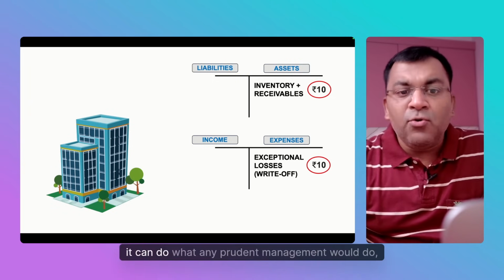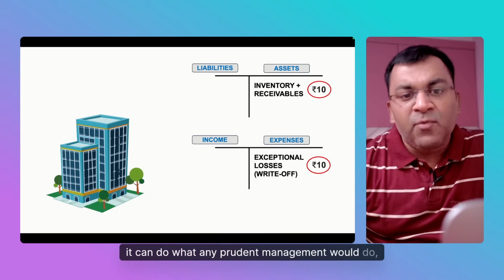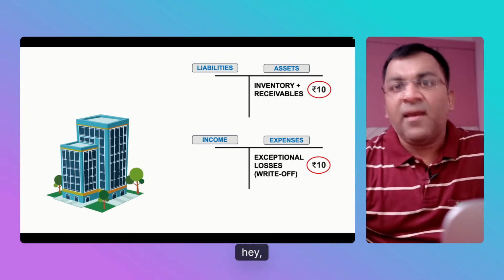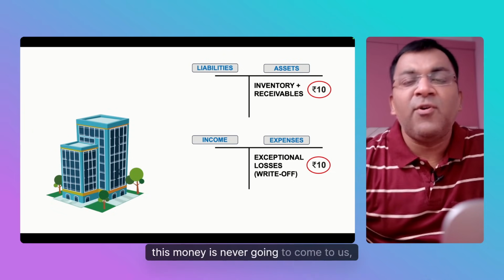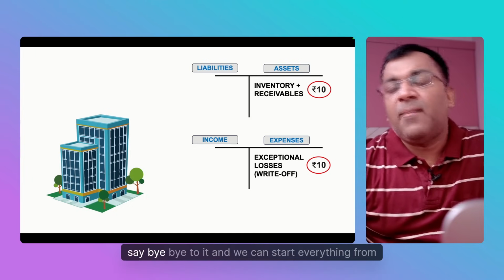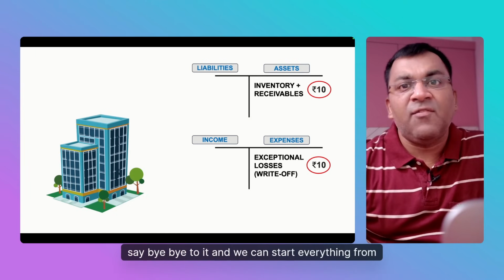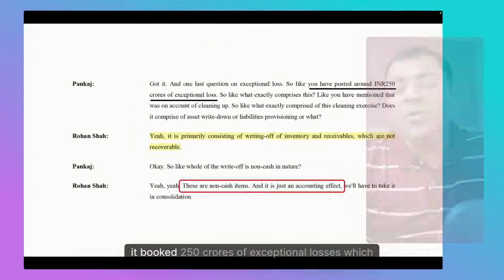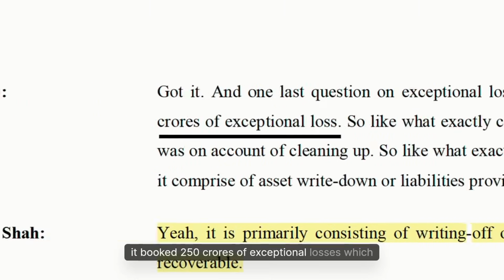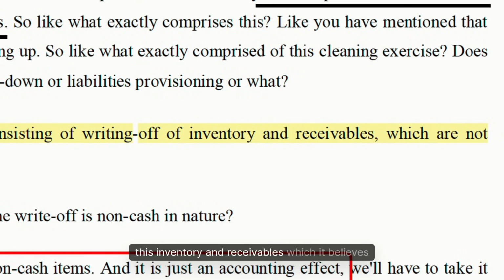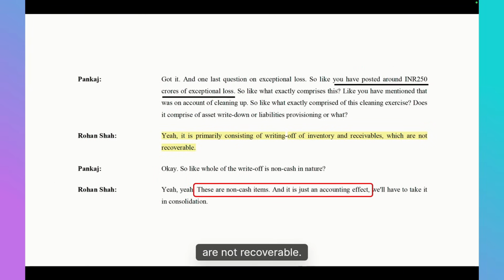Or it can do what any prudent management would do, which is to write off these losses by saying, hey, this money is never going to come to us. So let's just book that loss in this particular quarter, say bye-bye to it, and we can start everything from a clean slate. That's what Deep actually ended up doing. It booked 250 crores of exceptional losses, which is primarily this inventory and receivables, which it believes are not recoverable.